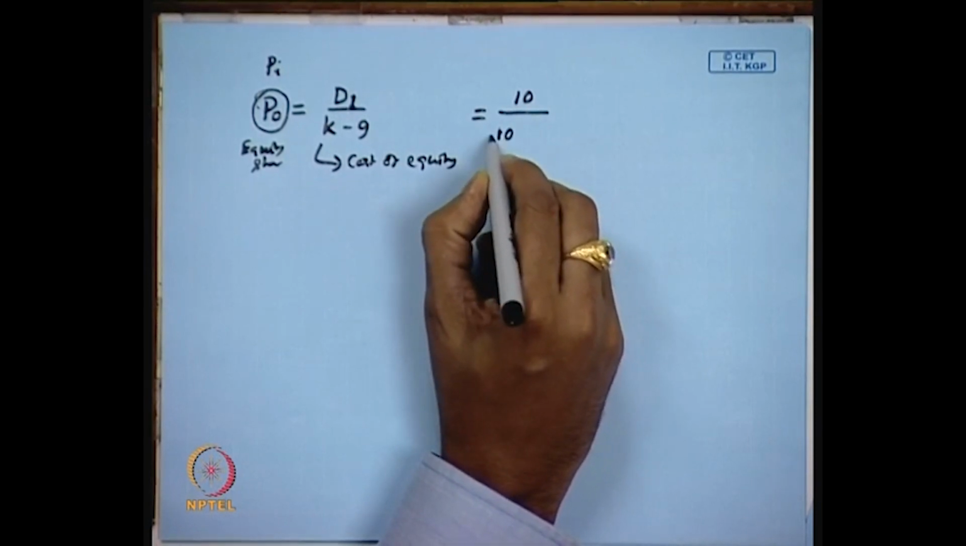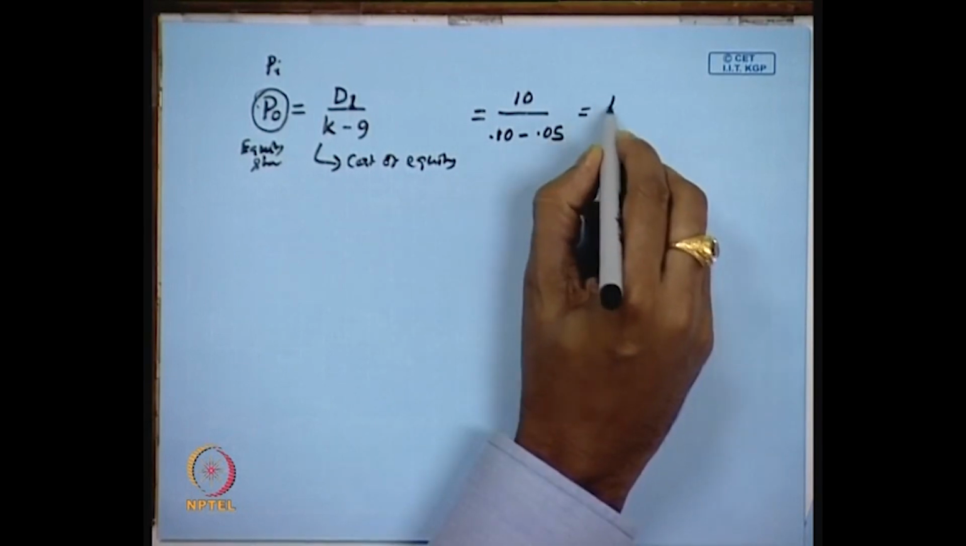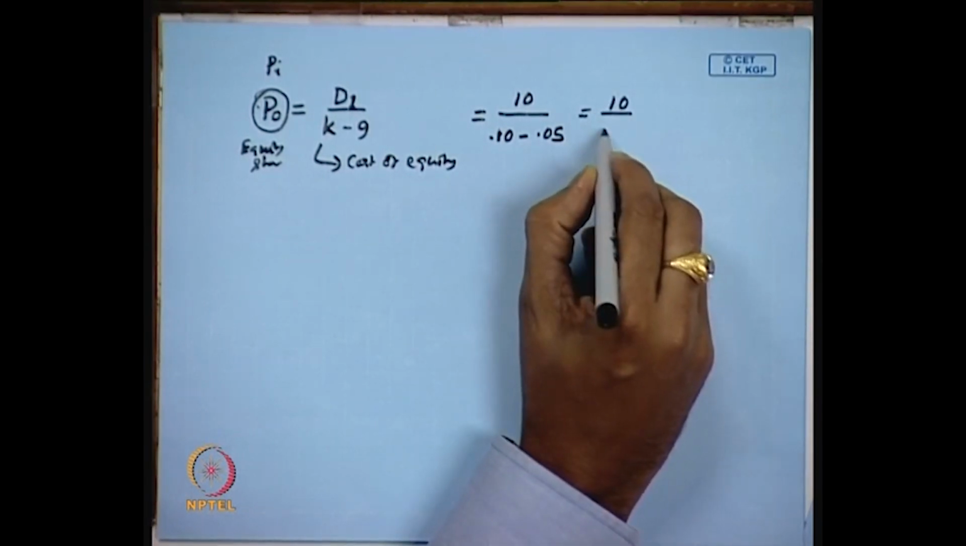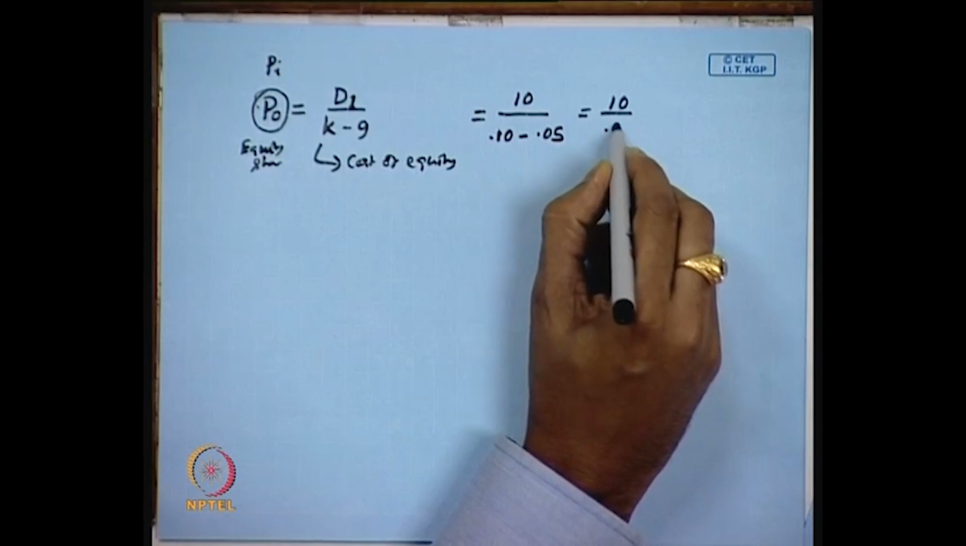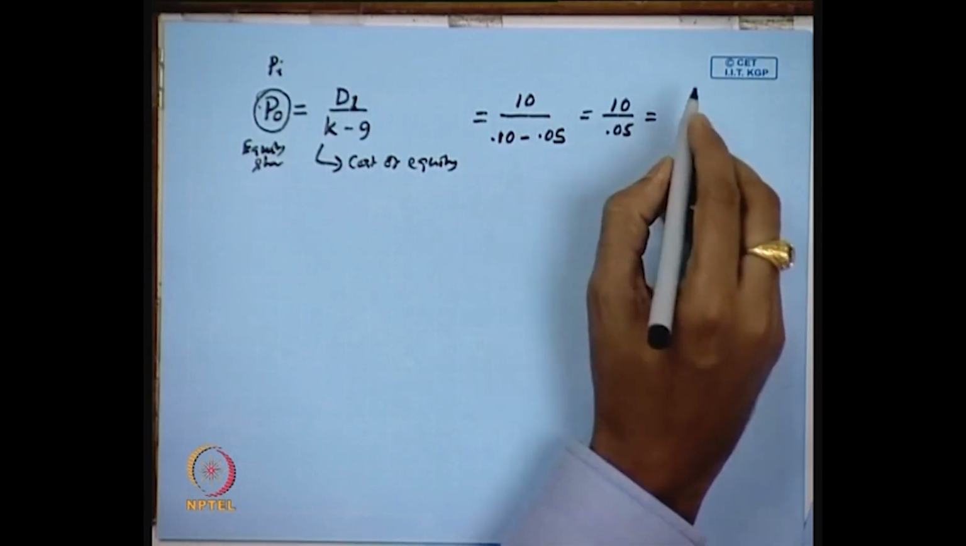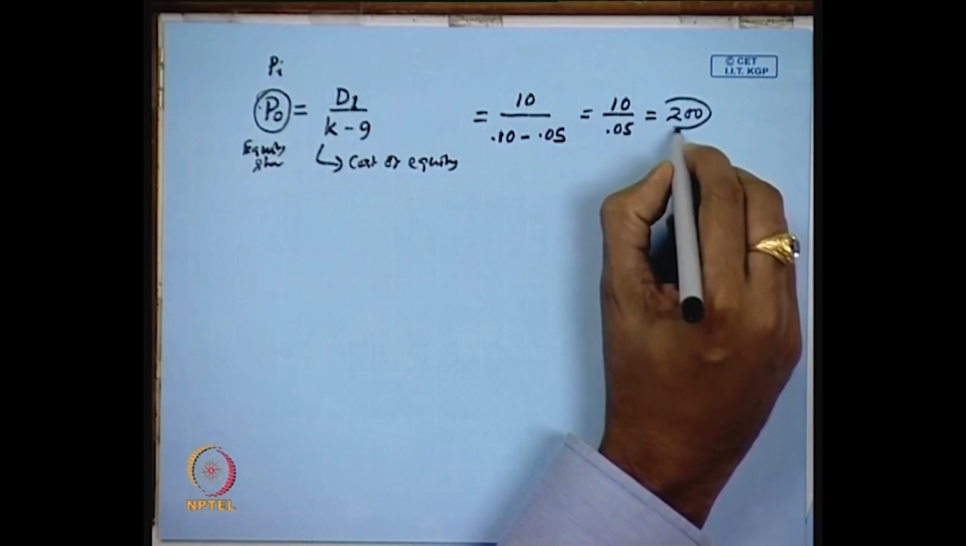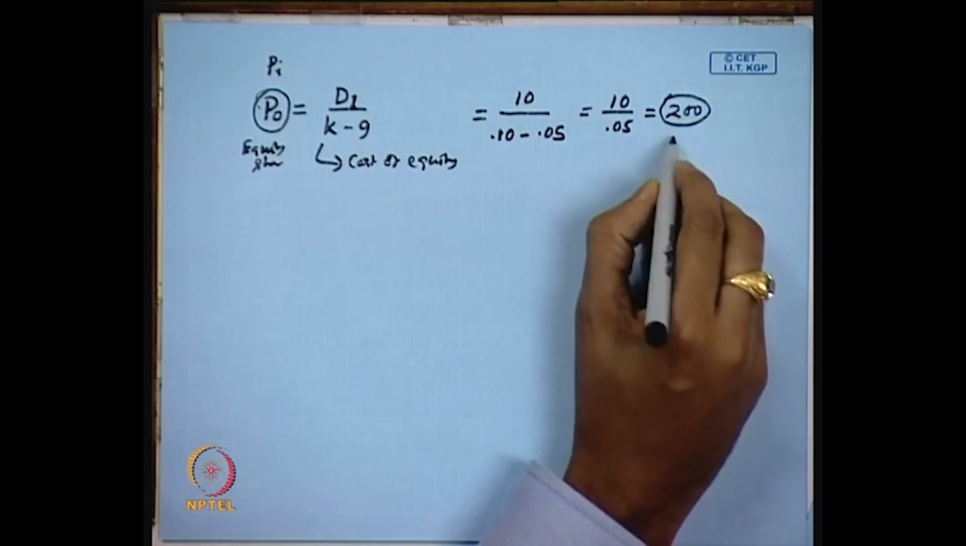10%, and then we have 0.05 as the growth, the value of the particular share becomes 10 divided by 0.10 minus 0.05, which is 0.05. So, this becomes 200. So, 200 rupees is the price of the share.